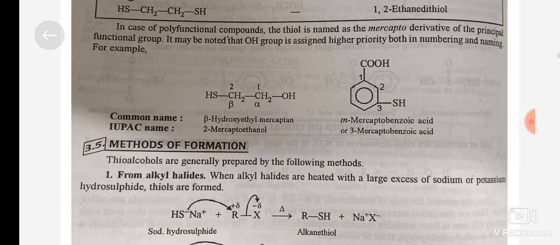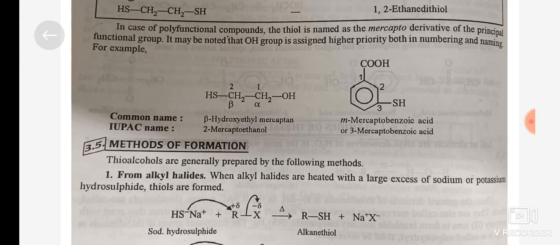In case of polyfunctional compounds, thiol is named as a mercapto derivative of the principal functional group. It may be noted that the OH group is assigned higher priority both in numbering and naming. For example, beta-hydroxyethyl mercaptan, IUPAC name is 2-mercaptoethanol.